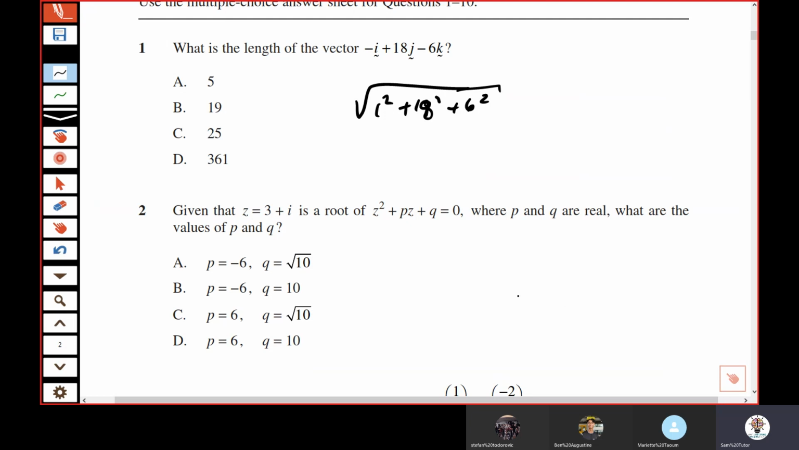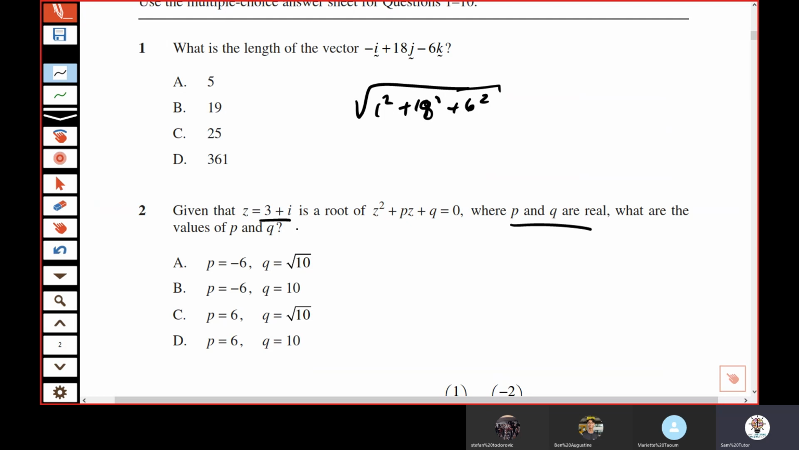Given that z equals 3 plus i is a root, what are the values of p and q? I think you guys know what you've got to do, right? P and q are real. They tell you that. So if 3 plus i is a root, what do you know straight away? 3 minus i is also a root.